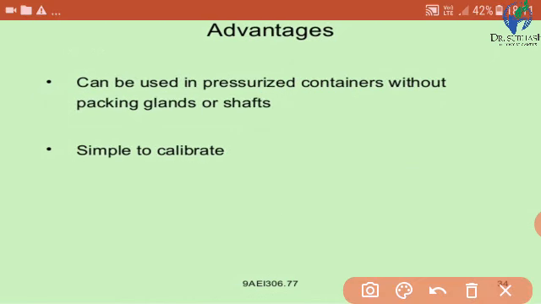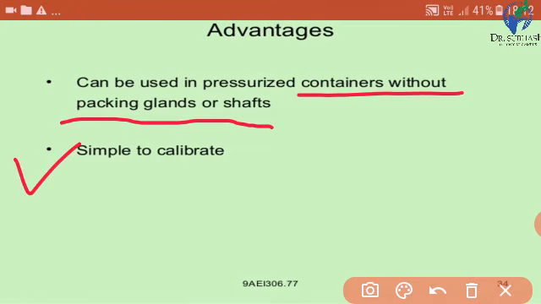Another advantage is it can be used in pressurized containers without packing glands or shafts. So it is also useful in pressurized containers because in some industries there are pressurized containers. For example, in petrochemical industries or chemical industries, and it is simple to calibrate. We can easily calibrate this, so it is very simple. We can consider it as an advantage.